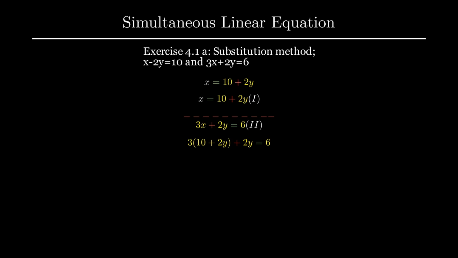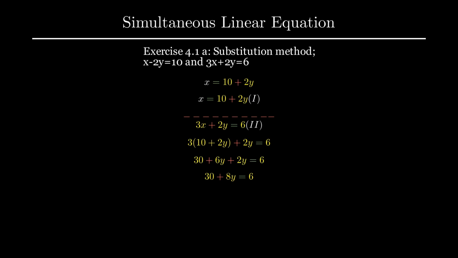Expanding the bracket, you just multiply 3 by each value in the bracket. 3 times 10 gives 30, and 3 times 2y gives 6y. Then our new equation is 30 plus 6y plus 2y is equal to 6. Then we add 6y and 2y, which gives us 8y, so the equation is 30 plus 8y is equal to 6.